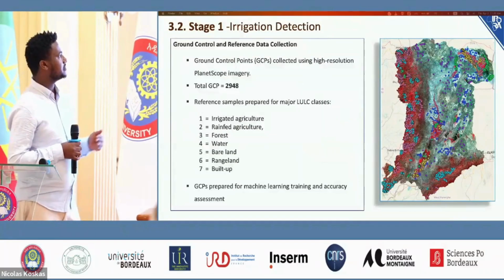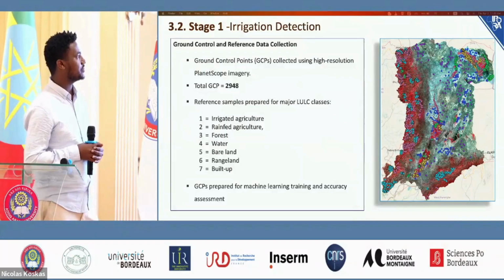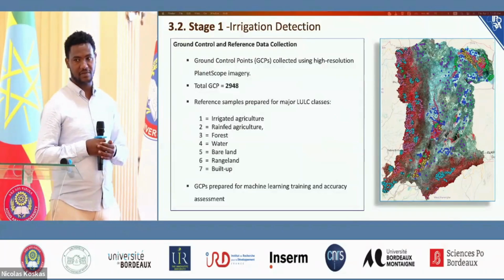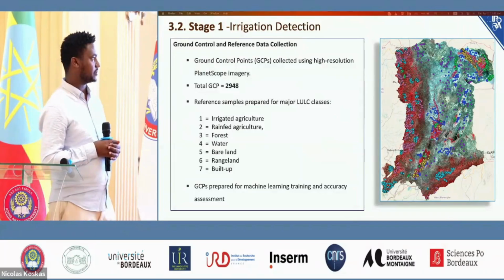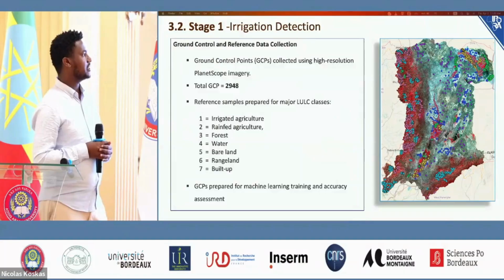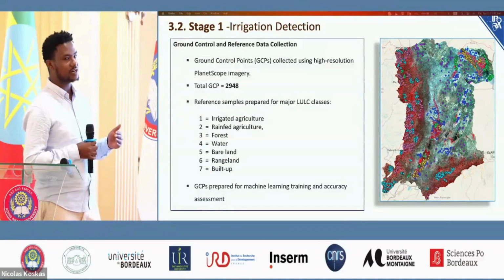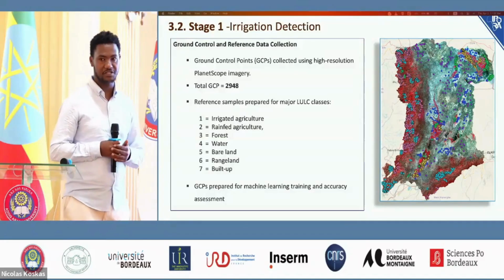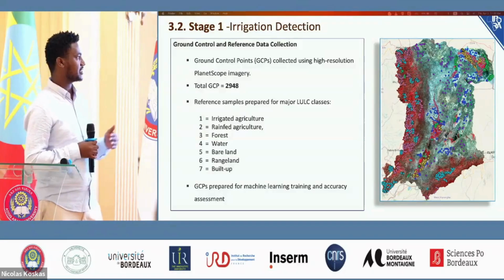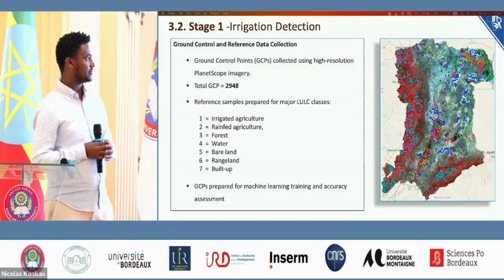Then after this, the first one is detecting the irrigation map. For this one, we use high-resolution satellite imagery for collecting ground control data points. And from high-resolution PlanetScope imagery, we collect around 3,000 ground control data points to classify the land use land cover into 7 major classes, like irrigation agriculture, rain-fed, forest, water, and other land use land cover classes.